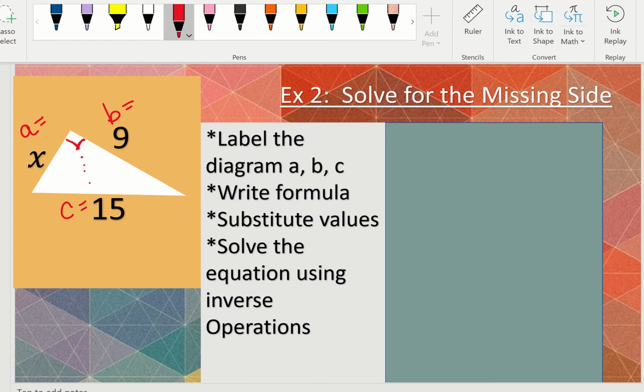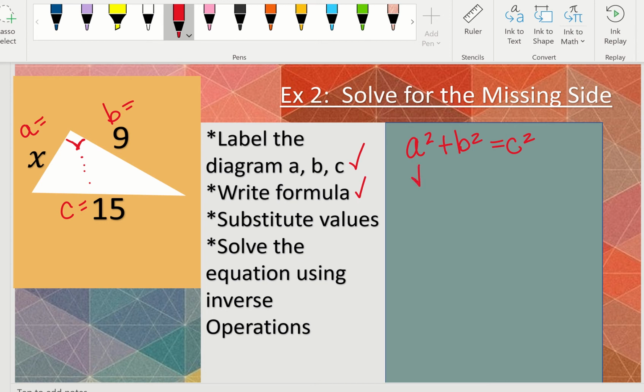Now we still start with the same process. We label the diagram A, B, and C, just like we did. Now we're going to come over and write the formula, because the formula doesn't change. A squared plus B squared equals C squared. This is just a truth that Pythagoras is credited for. And now we're going to substitute what we do know.